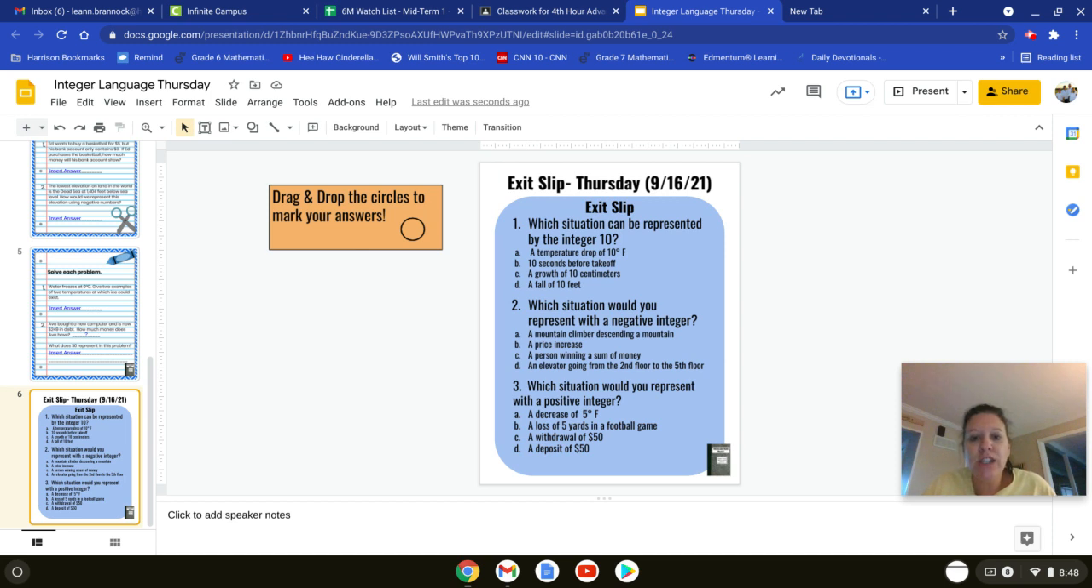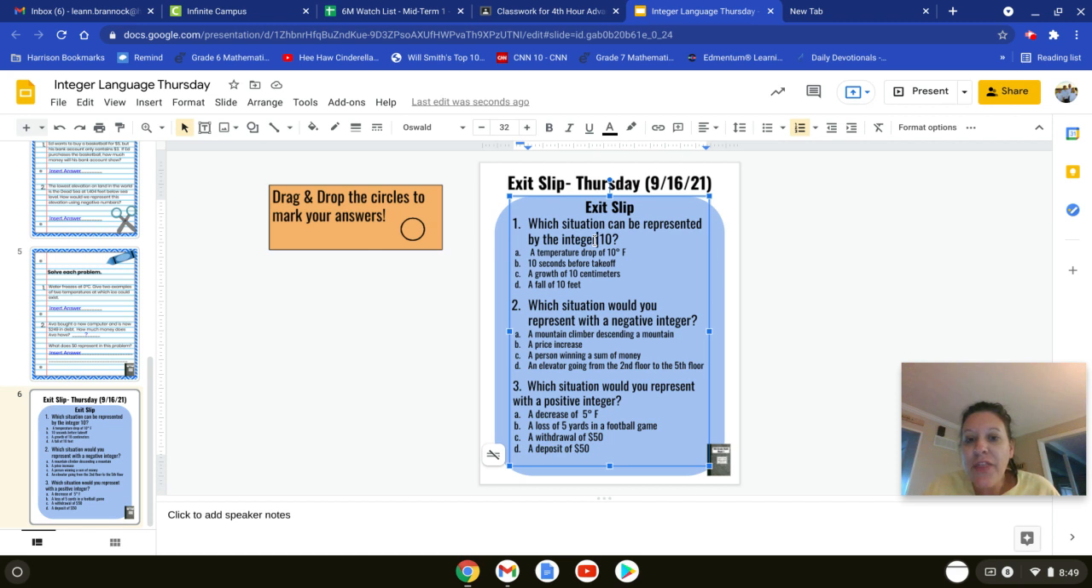Think about which situation can be represented by the integer, by the number 10. Now think to yourself, is 10 positive or is 10 negative? Even though it has this word integer in front of it, think of that as saying the number 10. Is 10 positive or negative? Don't let that word integer mess with you, because remember, integers can be positive. Integers can be negative. They can be either one. So think of the word number, meaning, take a look at 10.